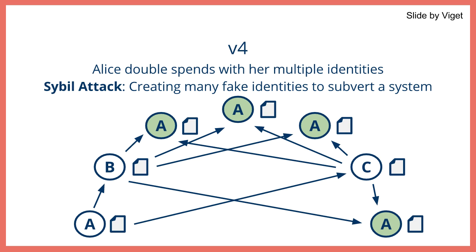And the proper term for this in general, and you'll hear this a lot in the course, is a Sybil attack. It is basically where you create a lot of fake identities to try to subvert some system, crypto system, or whatnot.